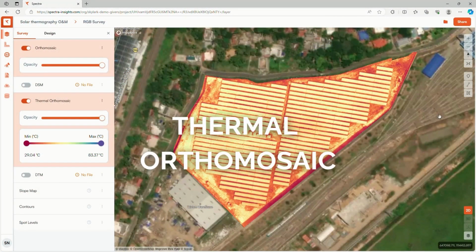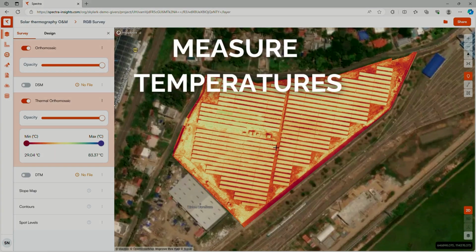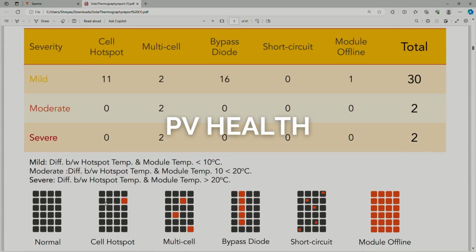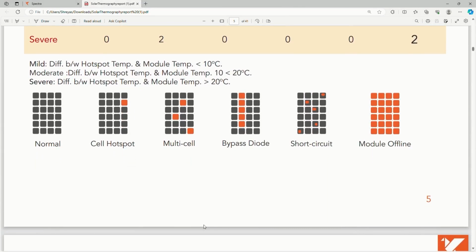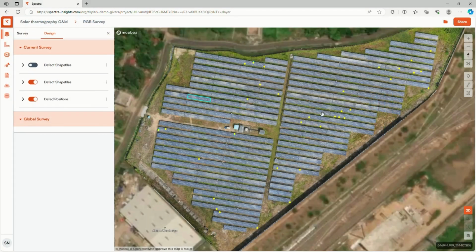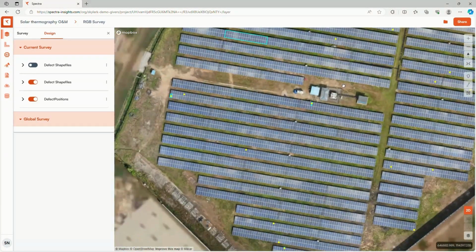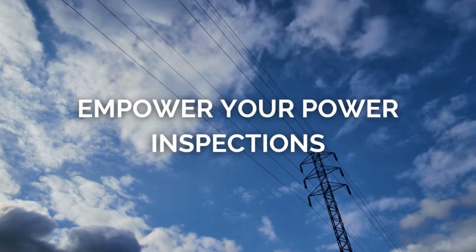Generate high-resolution thermal orthomosaic maps and measure the temperatures at any point. Identify and categorize defects in solar plants according to IEC standards. Get defect overviews and understand the health of your photovoltaic systems at a glance.